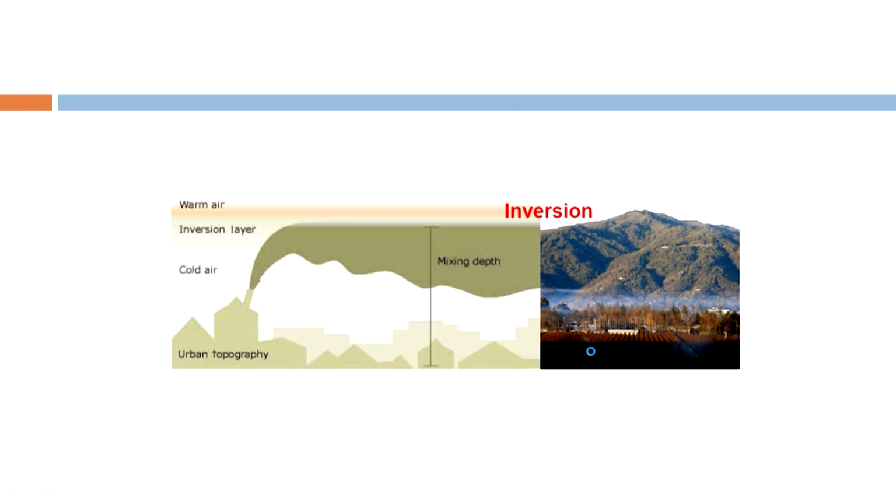Let us move on, again inversion. One aspect to note is that we are typically concerned with where this inversion layer is, or where the layer between the cold air and warm air is. Why is that? Because that determines the mixing depth. If the mixing depth is too low, obviously the concentration of pollutants within this limited depth and thus volume of air is going to be very high. But if this inversion layer is relatively higher, then you are going to have some level of dispersion.